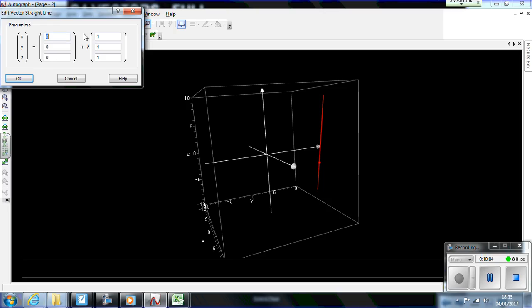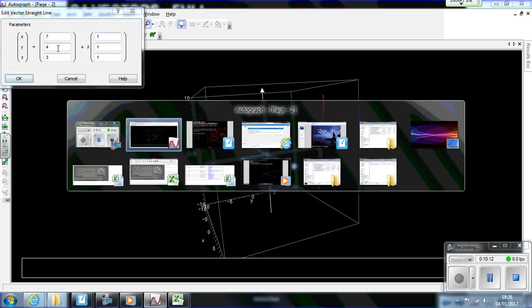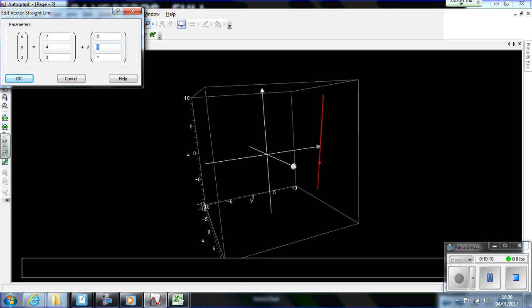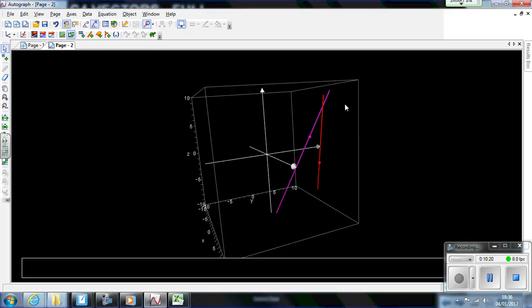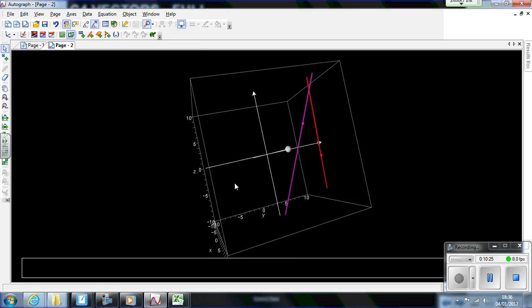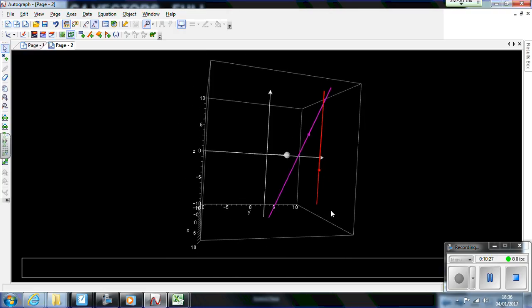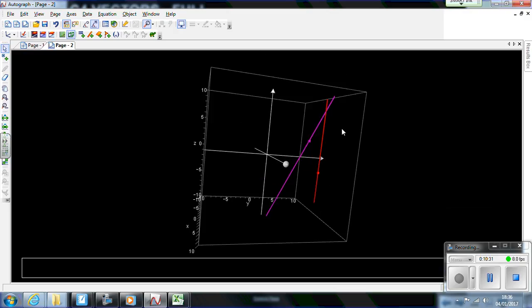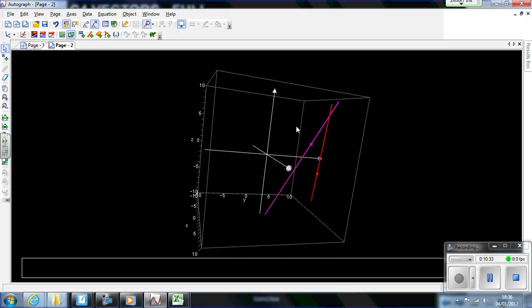So 7, 4, 3, and then 2, 1, 4. I know it says lambda there, but it's just for the computer program. It's not actually lambda, it's mu. You can see from the diagram that it looks like the lines intersect.